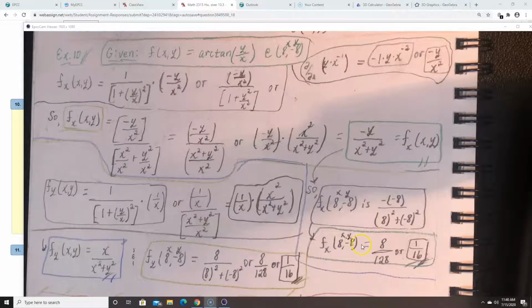The z value, if we wanted to write it down, was what we said up here. When you put this in here, you get negative 8 over 8, which is negative 1. And arctangent negative 1 is negative pi fourths. But we don't have to write it right here if we don't want to. They didn't ask us to write it. So it's okay. So 1 over 16.